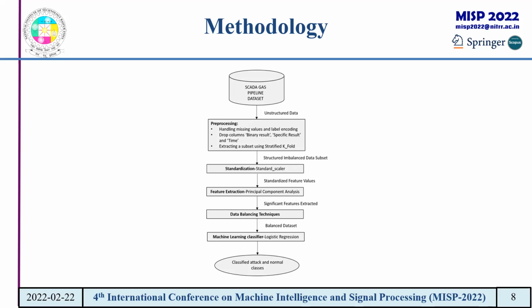After pre-processing, standardization has to be done. To rescale the features, the standard scaler method is used. After standardization, feature extraction is carried out. Reduction of the number of features while retaining the maximum information is known as dimensionality reduction or feature extraction. Here, principal component analysis is used, which is one of the dimensionality reduction techniques.